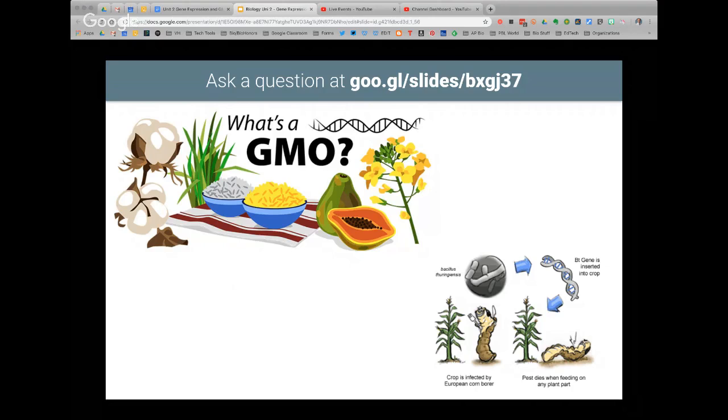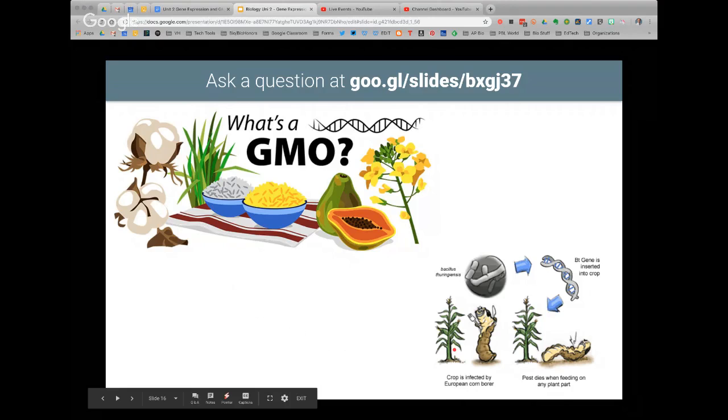They got a new piece of DNA, like in our pGLO lab. We insert a jellyfish gene into a bacteria. That's a transgenic organism. So here's an example. We have corn that is usually infected by this European corn borer. This little insect, really not that big compared to the corn plant, feeds off of corn and can ruin corn crops.